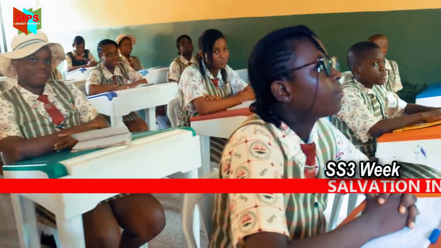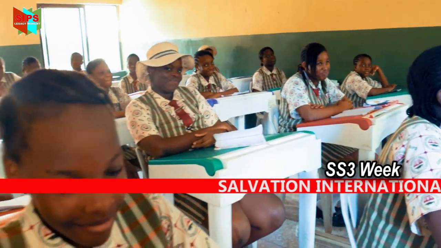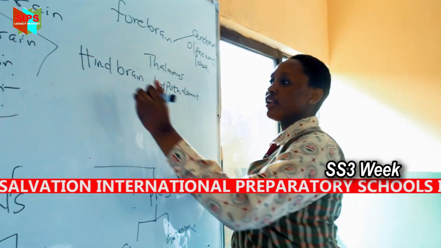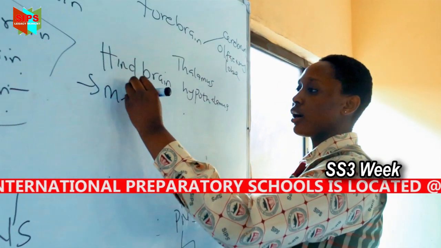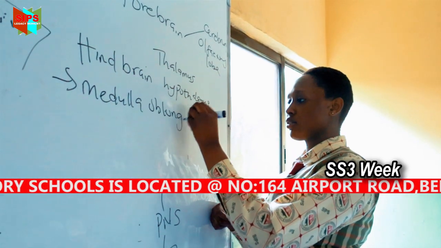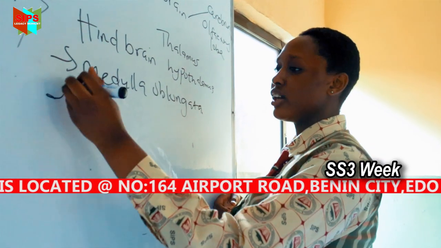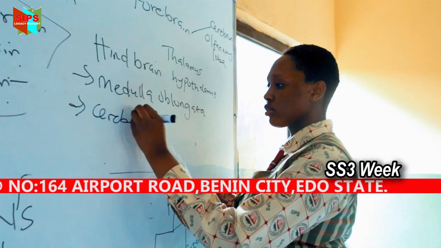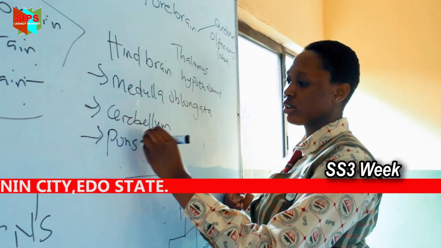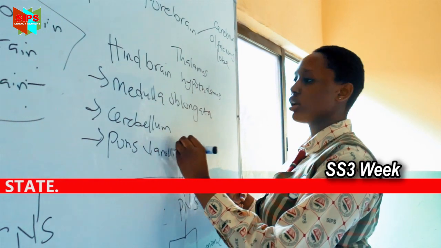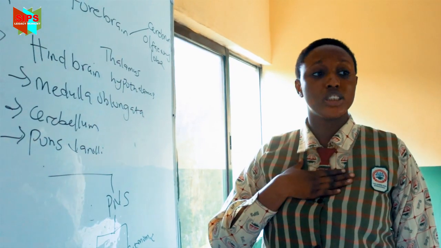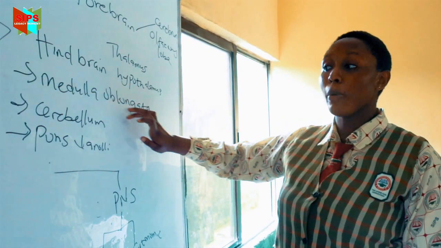Now, the hindbrain is actually the second functional part of the human body. It has the medulla oblongata, it has the cerebellum, and it has the pons varolii. The medulla oblongata is for posture, and it's also for the heartbeat. It helps to regulate the heartbeat of the human body.